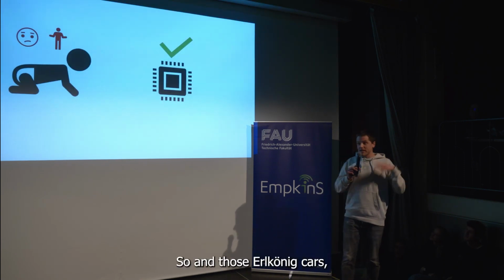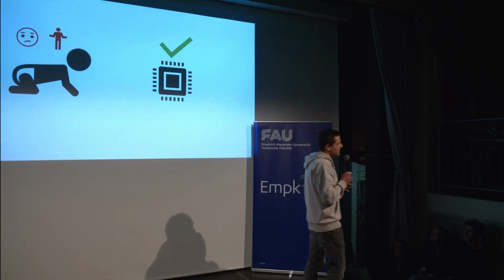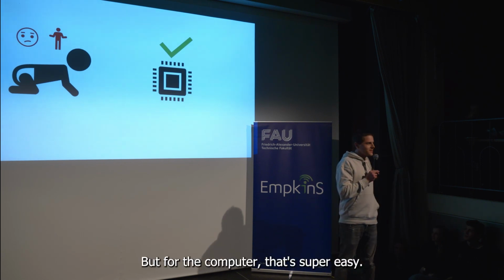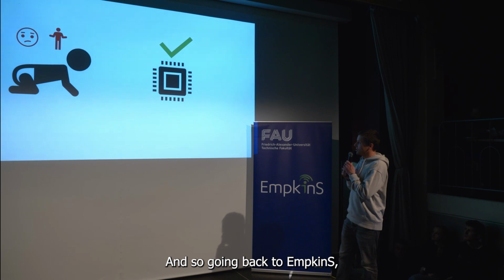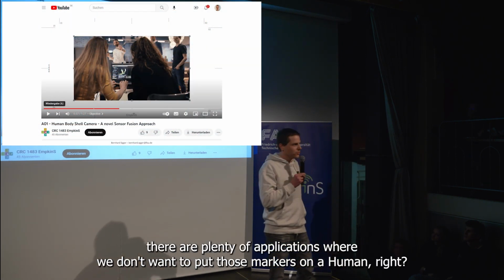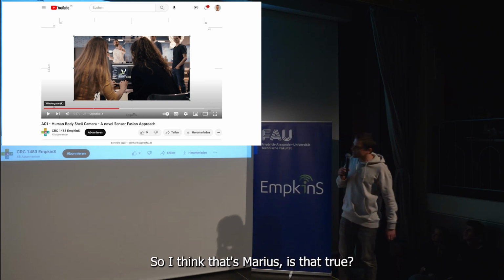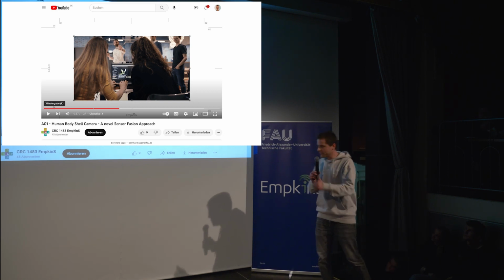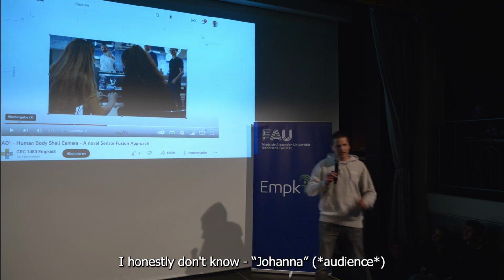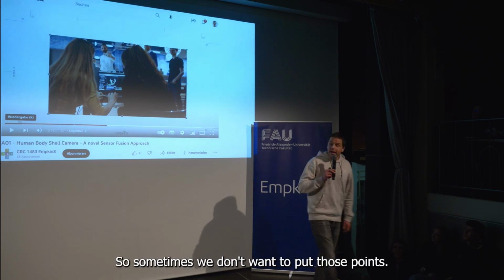So, those camouflaged cars, I mean, that pattern is pretty disturbing if you look at it, right? So for the human eye, that's pretty hard, but for the computer, that's super easy. And so going back to EmpkinS, there are plenty of applications where we don't want to put those markers on the human, right? So I think that's Marius, is that true? And Vanessa in the front, and I honestly don't know. Johanna! Perfect. Awesome. So you can watch that video on YouTube, there is also another one later.